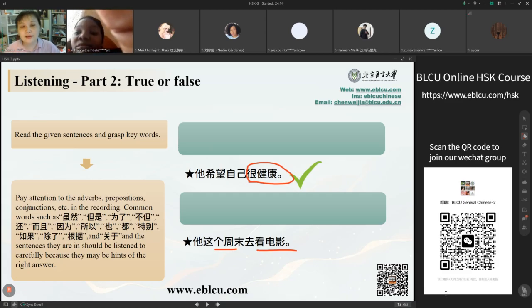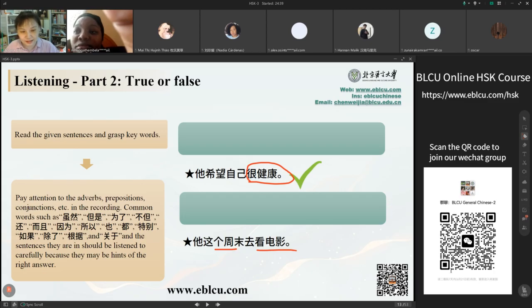这个周末有个重要的会议，所以不能和你一起去看那个电影了。对不起，下周怎么样？Okay. 他这个周末去看电影。True or false?